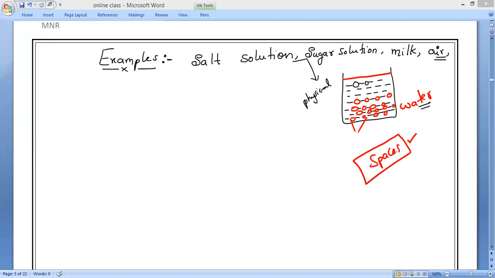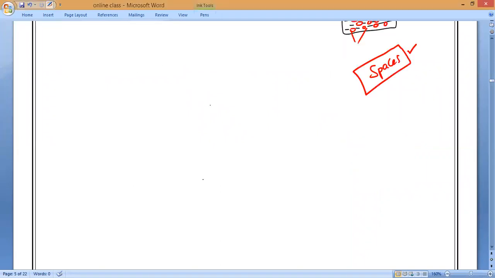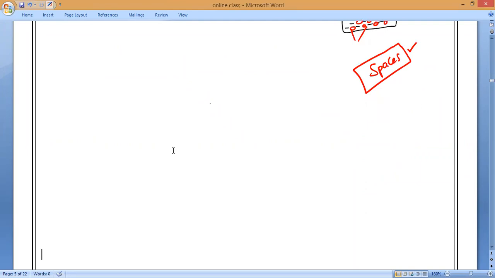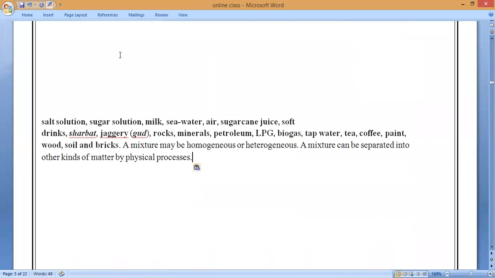What do we call it? We call it a mixture. So biogas, tap water, tea, coffee, paint, wood, soil, and bricks. These are all examples of mixtures. I'm giving you so many examples so you can take them and learn them.